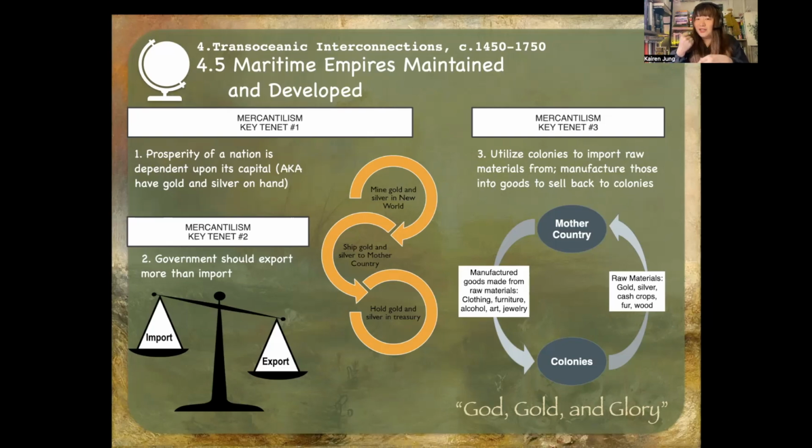The third and final key tenet of mercantilism was that you would utilize colonies to import raw materials from, and then you would manufacture those into goods, and you would sell them back to the colonies. So from the mother country, your manufactured goods made from raw materials would go to the colonies in the form of clothing, furniture, alcohol, art, jewelry, and so on. And then the raw materials you would import from the colonies in the form of gold, silver, cash crops, fur, and wood. It was rigged in such a way that you could not possibly lose if you were the mother country.